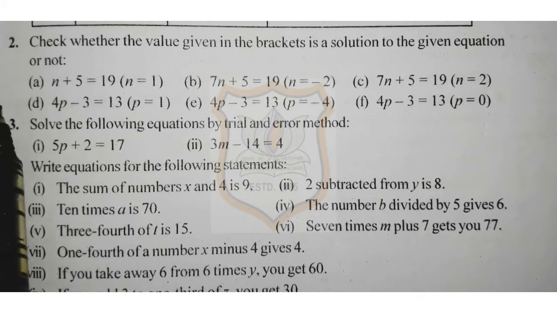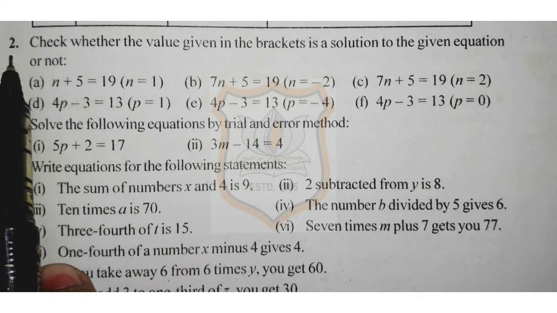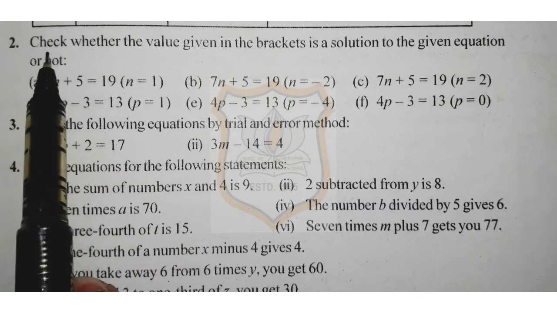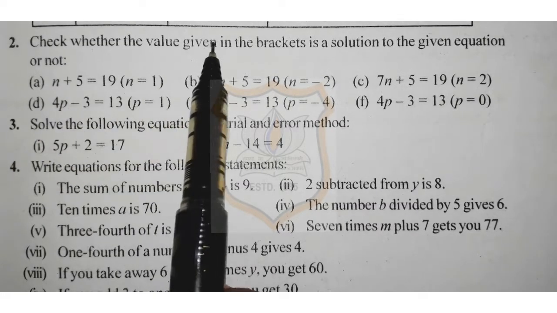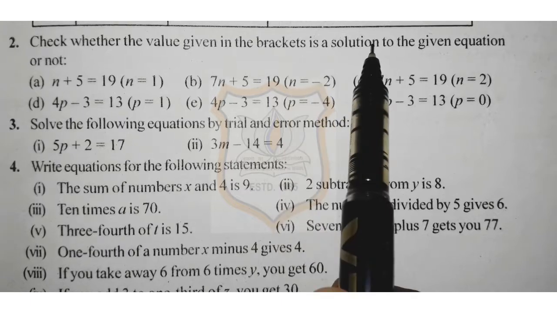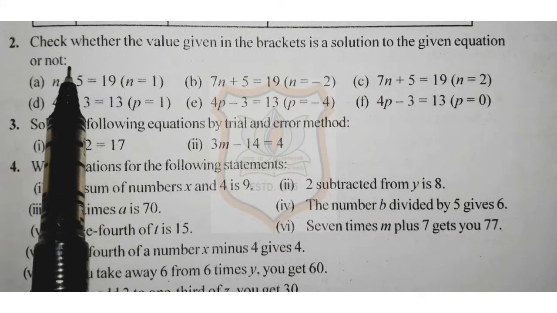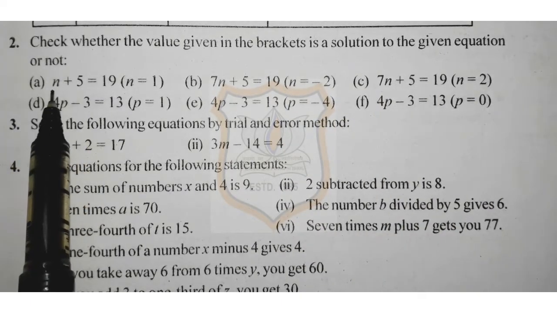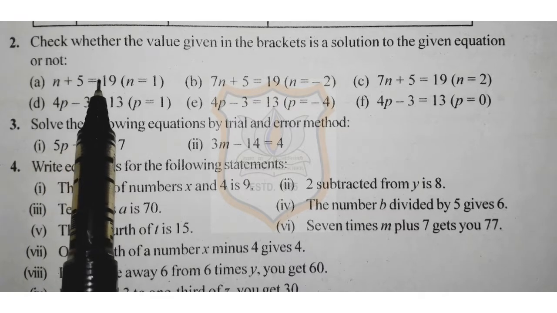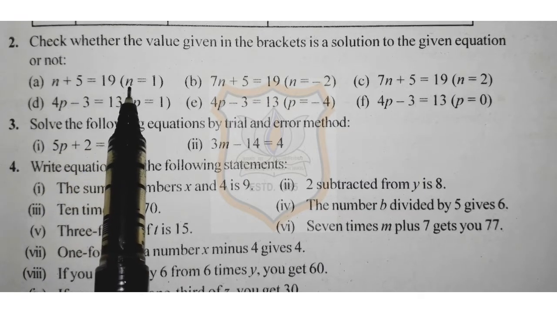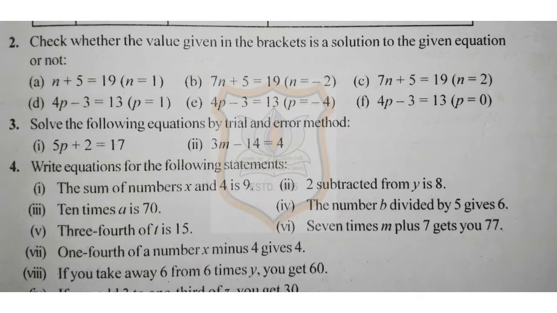So student, now let's solve question number 2 of exercise 4.1. Question number 2 is, check whether the value given in the brackets is a solution to the given equation or not. A part is n plus 5 is equal to 19. Value of n is equal to 1.